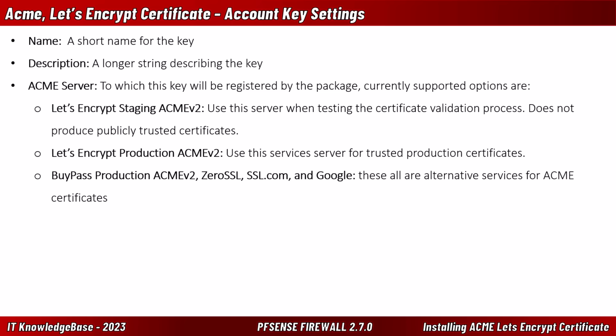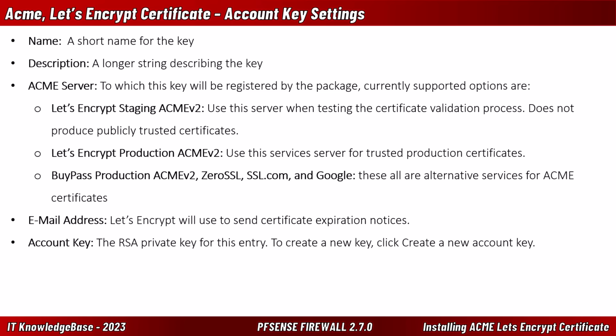Bypass production ACME version 2, ZeroSSL, SSL.com, and Google. These are all alternative services for ACME certificates. Email address: Let's Encrypt will use this to send certificate expiration notices if certificates are not renewed in a timely manner. Account key: the RSA private key for this entry; use it to create a new key.